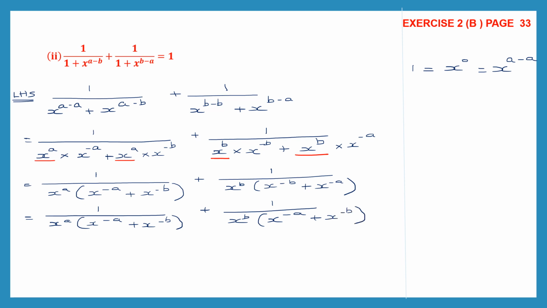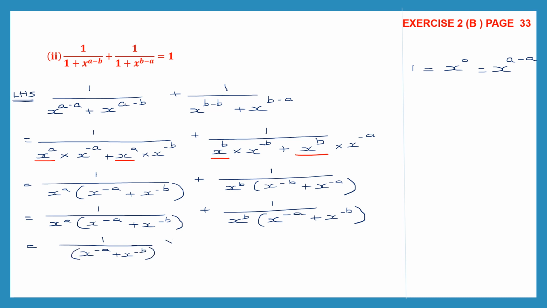Now can you see we've got it like this, x to the power of minus a and x to the power of minus b on both sides here, and here we have x to the power of a and here we have x to the power of b. In the next step, I'm going to take only what is within brackets first. So let me write that. So this is going to be 1 by x to the power of minus a plus x to the power of minus b. It's common to both, isn't it?